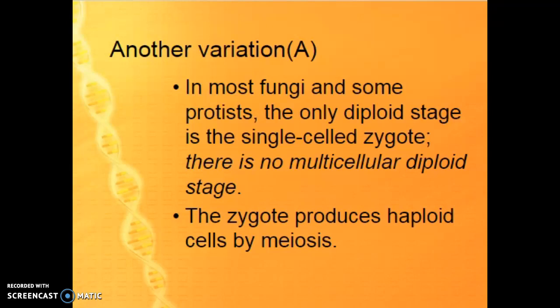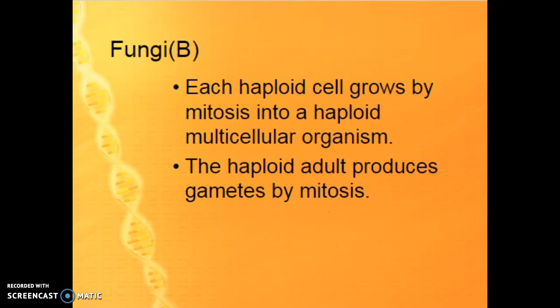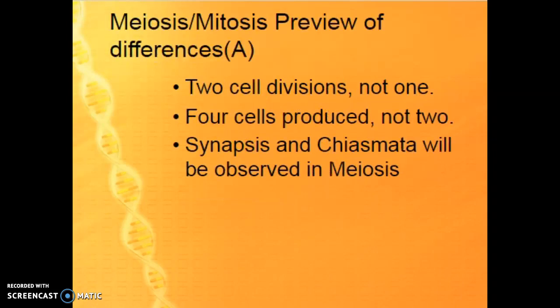But another variation, I talked through this one on the picture. That's that far right picture. The key is that there's no multicellular diploid stage. The zygote produces haploid cells through meiosis. During that, each haploid cell is going to grow by mitosis into a haploid multicellular organism. So there's no two sets. There's only one set of each chromosome.